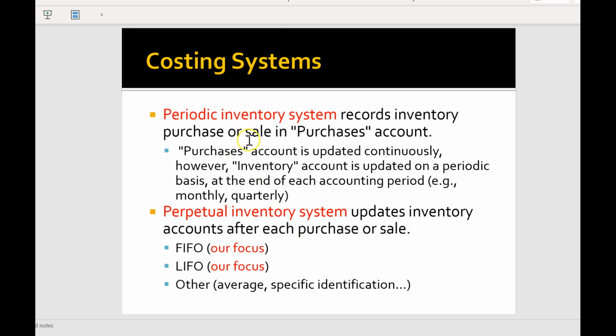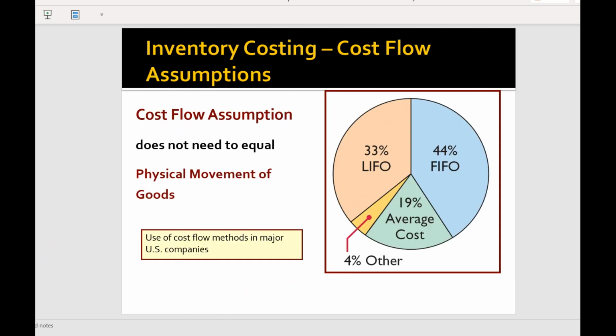So in a periodic system, it is only updated periodically. But in the perpetual system, we update everything very closely, monitoring the system when any purchase or sale happens. So we'll be focusing on first in, first out, FIFO, and last in, first out, LIFO. There are other costing methods for the perpetual inventory system like average cost, specific identification, and so on and so forth.